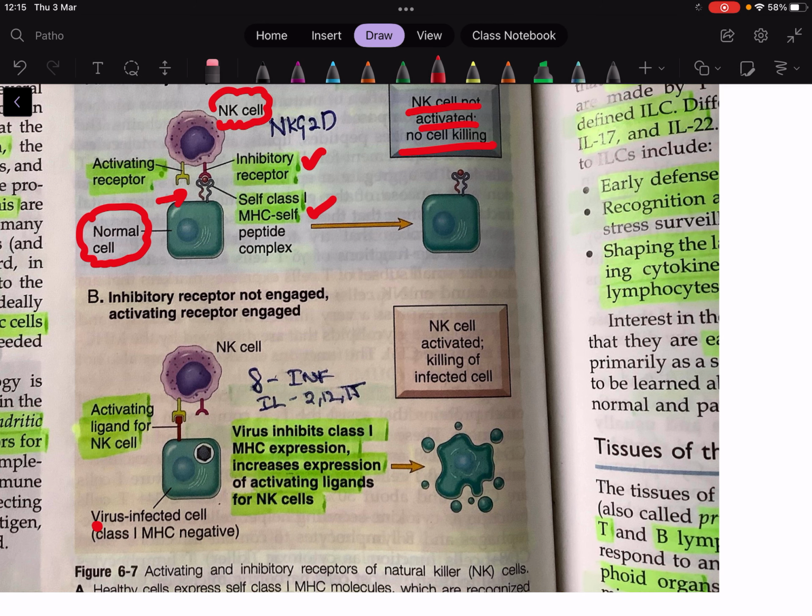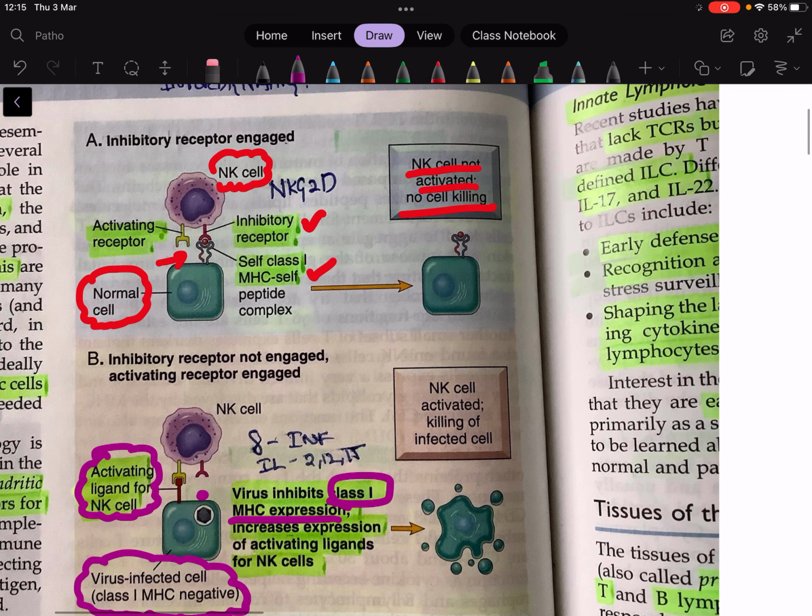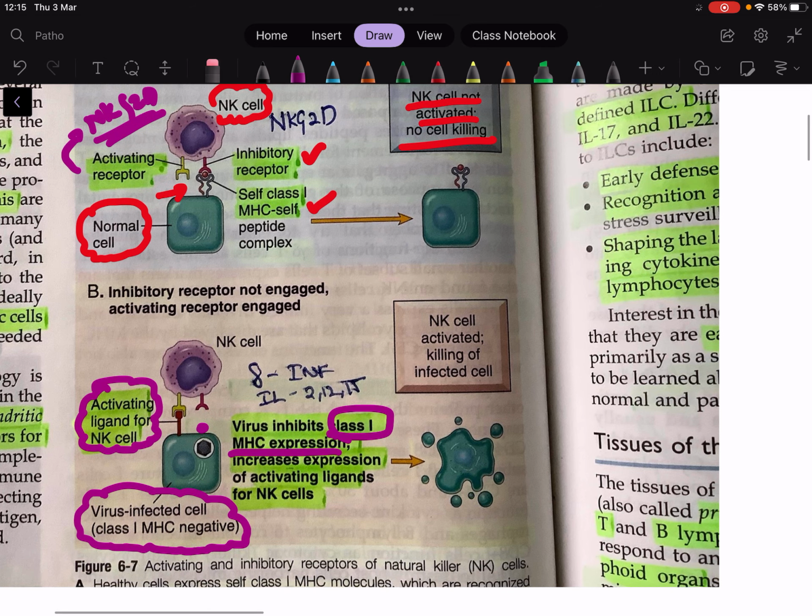Whereas look at this virus infected cell or any tumor cell. In a tumor cell or any virus infected cell, there is no MHC class 1 expression. The virus inhibits the class 1 expression of MHC molecules, and not only that, it will increase the activating ligand. Once there is an activating ligand, it will go and activate the activating receptor, aka NKG2D receptor, present on your natural killer cell. Hence the natural killer cell will get activated and kill the infected cell.